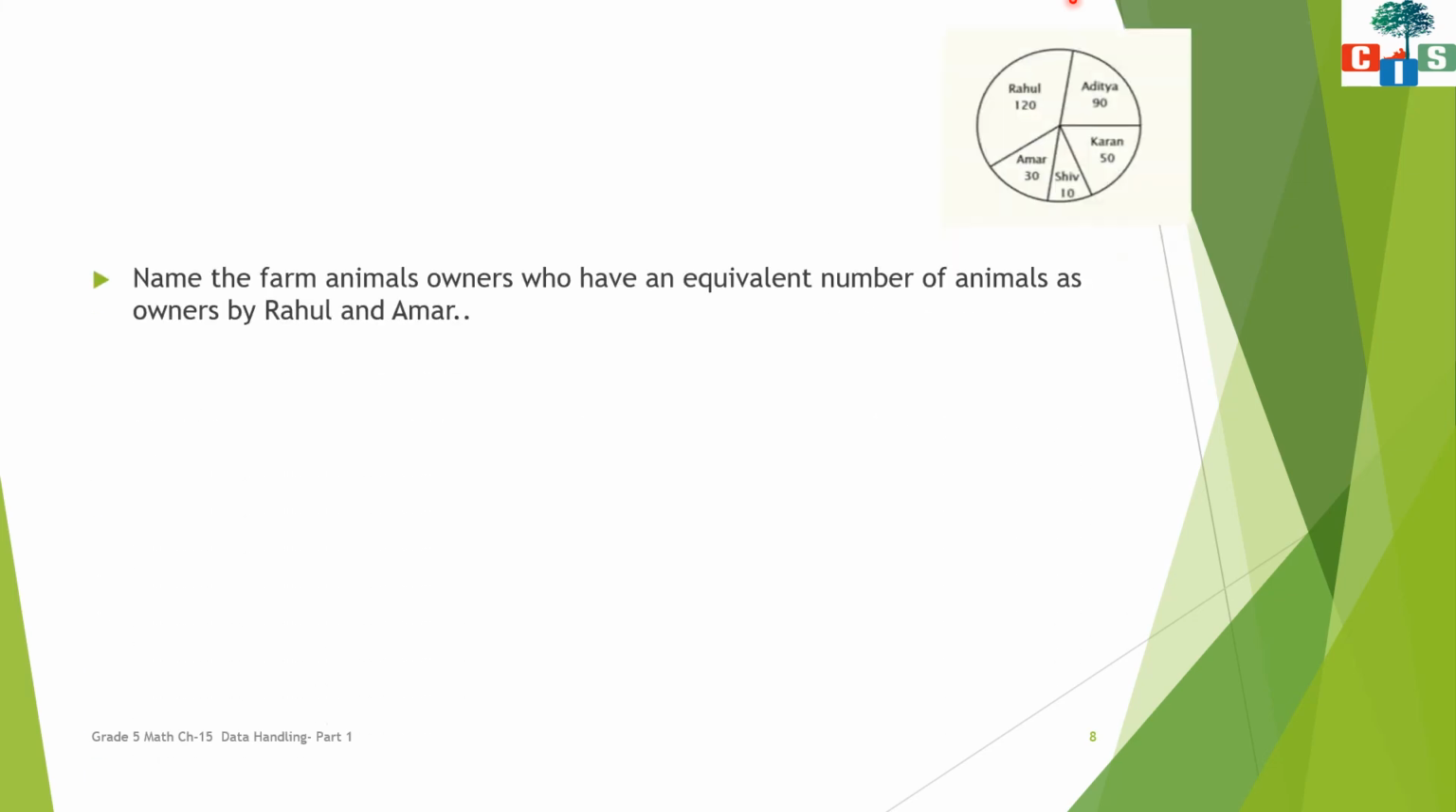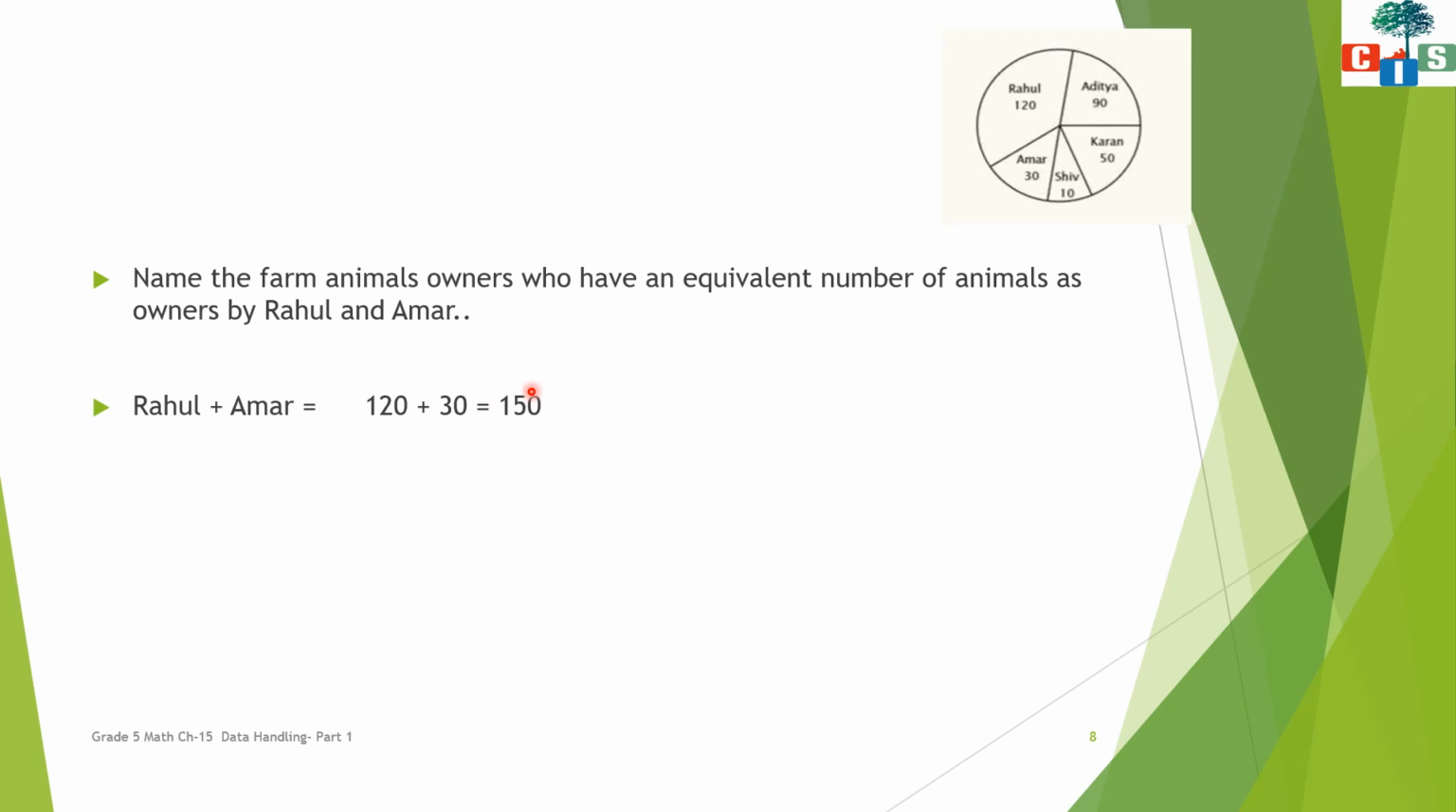So scholars, let's see the last question. Name the farm animal owners who have an equivalent number of animals as owned by Rahul and Amar. Equivalent means the same number. First of all, we will find the number of farm animals that Rahul and Amar have. Rahul has 120 farm animals and Amar has 30. So 120 plus 30 is equal to 150 farm animals.